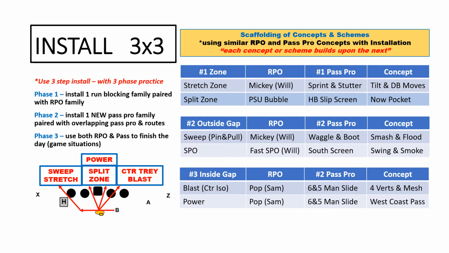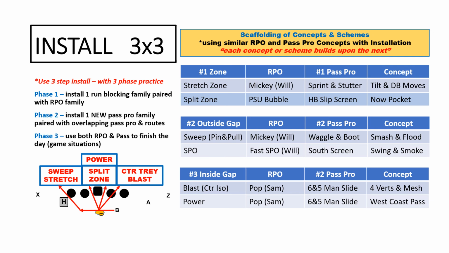So you can see we're going to use a 3x3 installation process, where to the right we have the 3 different concepts. You can see, for example, with number 1, our zone concept, we're going to do stretch zone first with our RPO, but then we'll use this scaffolding of concepts where we use our sprint out protection and sprint passes, which is the same as stretch zone, and we'll do what we call our stutter pass, which is our double moves or run action passes.